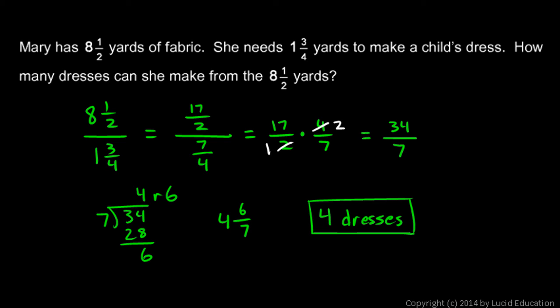So we see that in this case it makes sense to truncate our answer. We just lop off the fractional part because it makes sense to give our answer as an integer or a whole number, just because of the nature of this particular problem.